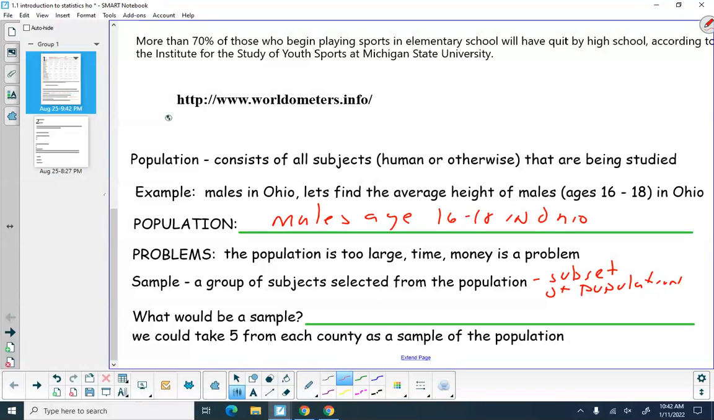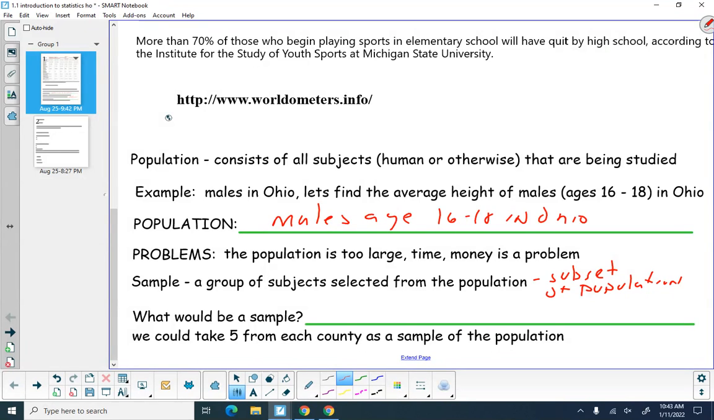Because for us to get to every male in the age 16 to 18 in the state of Ohio, by the time we get to the end, we probably have to start all over again because we're getting more males turning 16. Statistics takes that large population and reduces it down to a smaller population and then starts to make guesstimates on all those things.